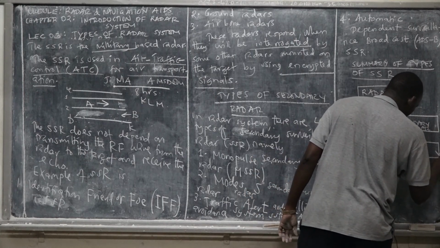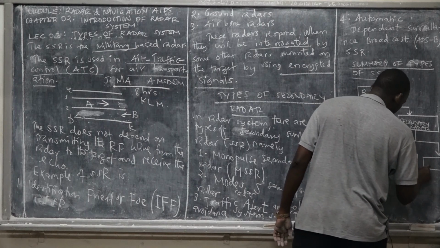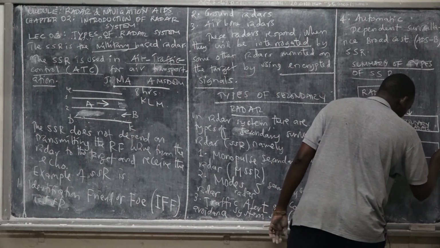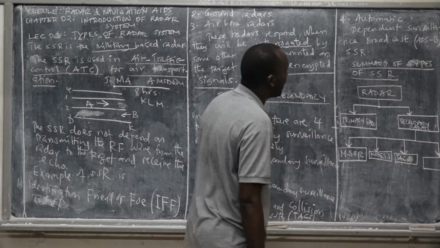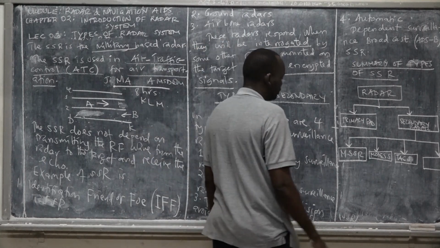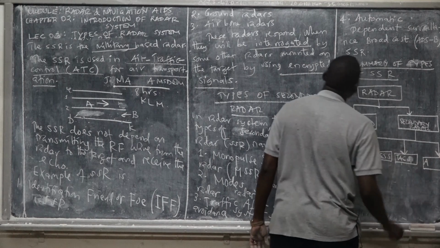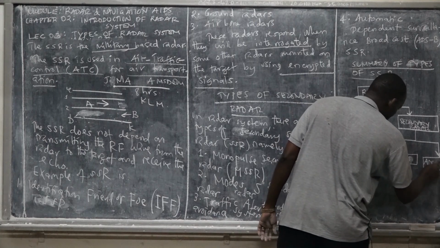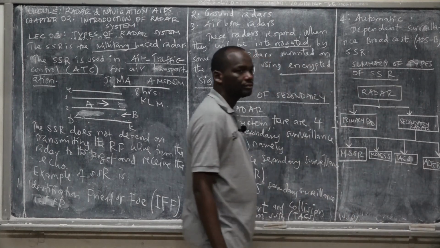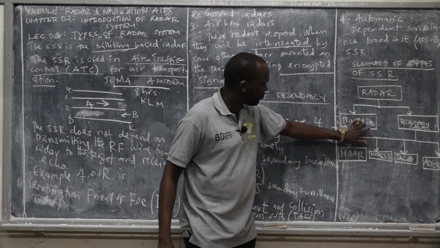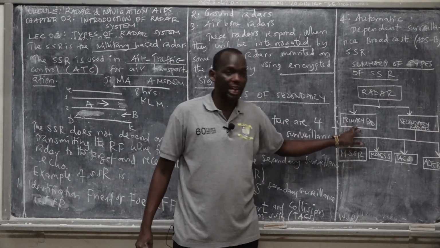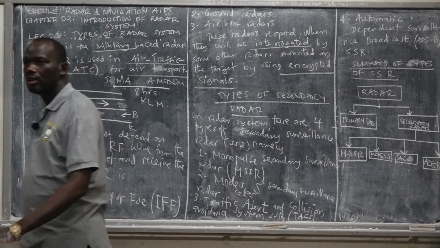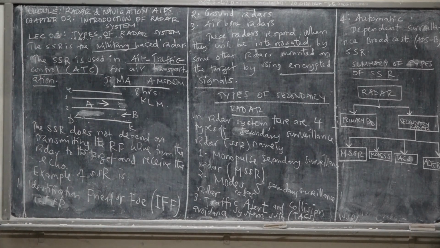Then the fourth type of secondary radar is called the automatic dependent surveillance broadcasting radar. So you can link, in the previous part, we discussed types of the primary radar. So now you can draw the entire tree diagram, the entire summary of the types of radar.